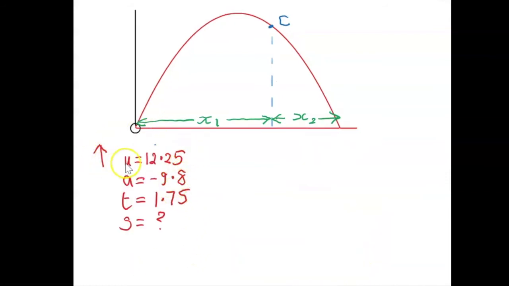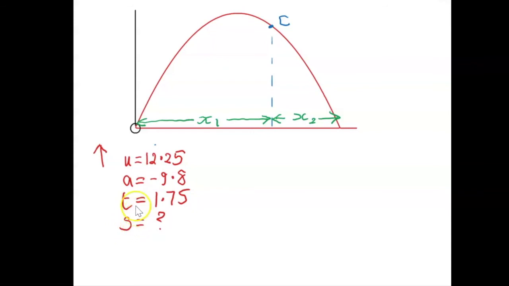So if we now look at what's happening vertically, if we look at the particle at A, u is 12.25, which we found earlier. The acceleration is minus 9.8. It's opposing the motion, and the positive frame of reference is upwards. t is what we've just found, 1.75, and we'd like to find s.